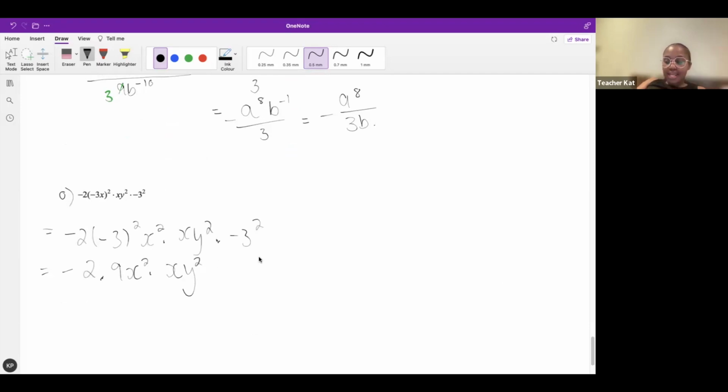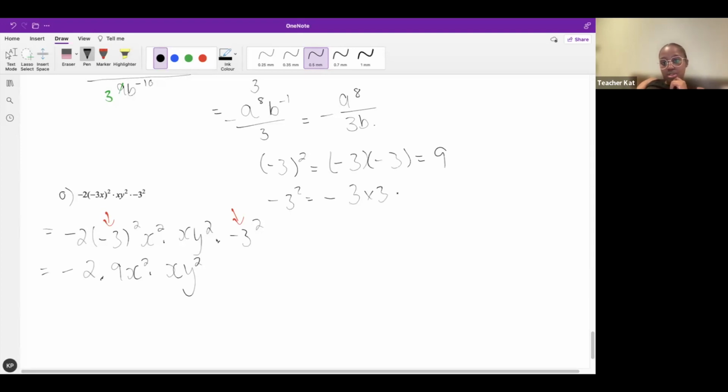Now what's negative 3 squared? There's a difference between these two guys. This one and this one. So negative 3 all in brackets squared, and negative 3 squared. What's the difference? This one means -3 times -3, which is 9. This one means the negative outside times 3 times 3, which is -9. Nice, guys. So this will be times -9.